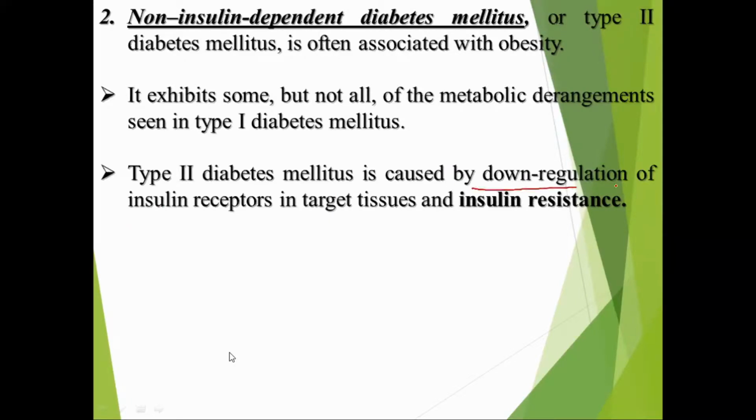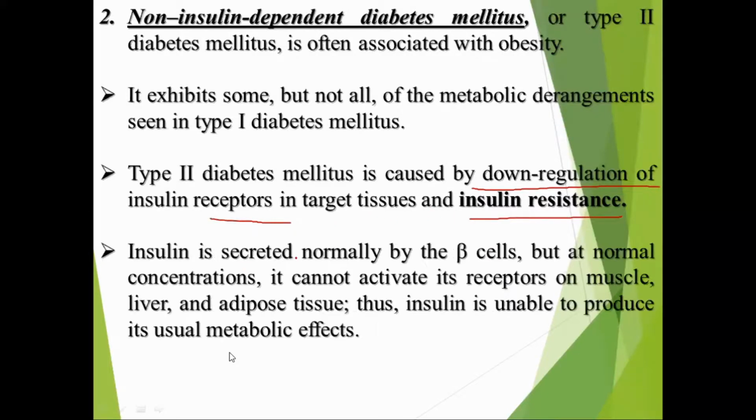There is downregulation of receptors, and in the target tissue, there is insulin resistance. So insulin is secreted normally by beta cells in this case, but at normal concentration, it cannot activate its receptor on muscle, liver, and adipose tissue. Thus, insulin is unable to produce its usual metabolic effects.